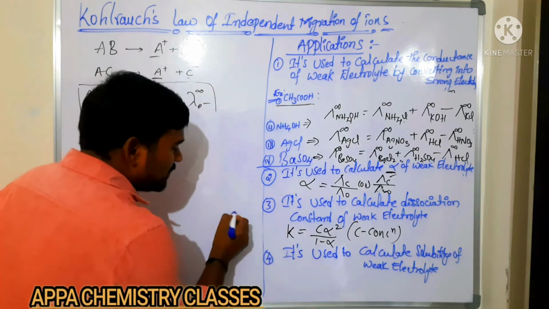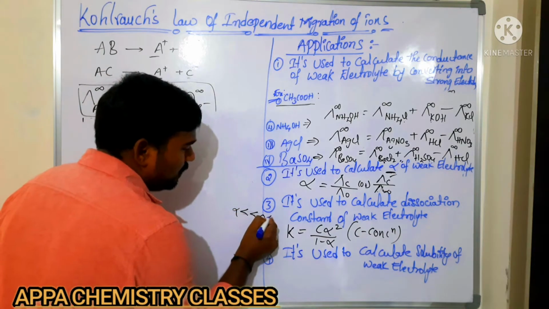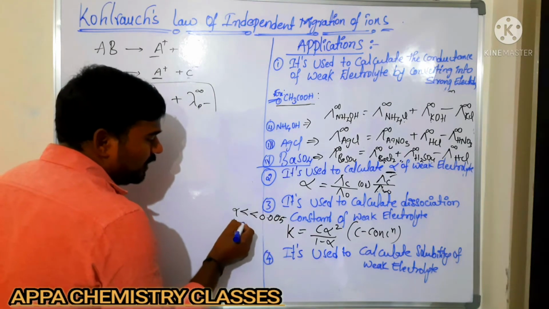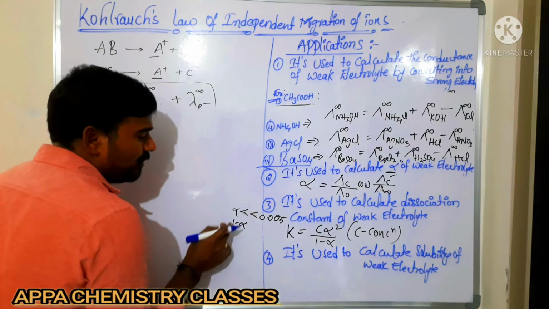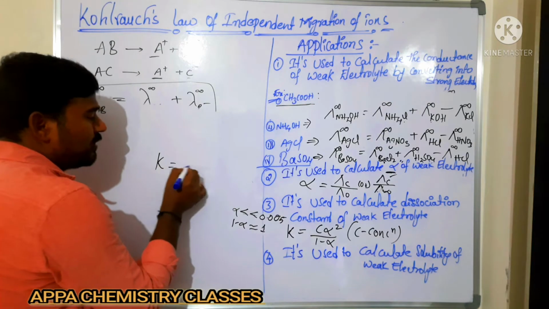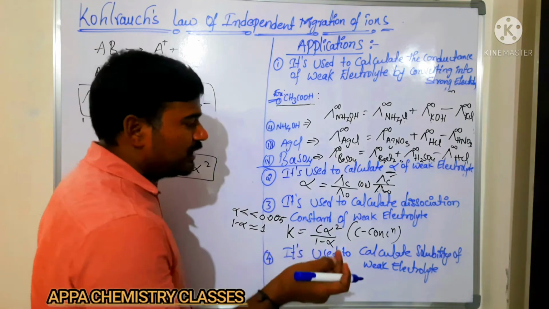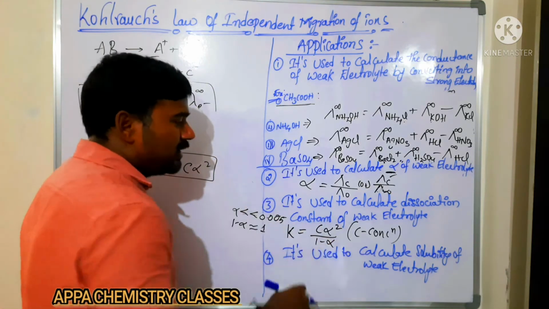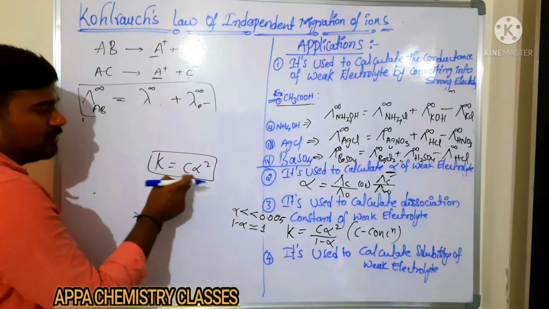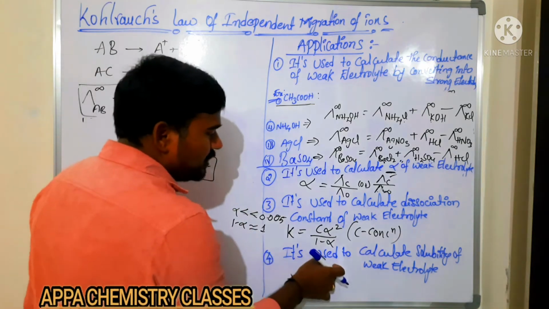Now here, if the alpha value is less than 0.05, then alpha is very, very small when compared to 1, so 1 minus alpha is taken as 1. In such cases, K is equal to C alpha square. It depends on the degree of dissociation. If the degree of dissociation value is very small, then that 1 minus alpha is neglected. So by knowing alpha, and they will give the concentration in the question, if you substitute, you will get the answer. Is that clear? So next we are going to see the fourth application.